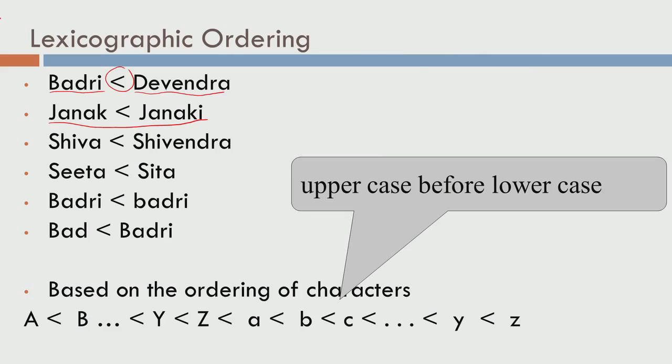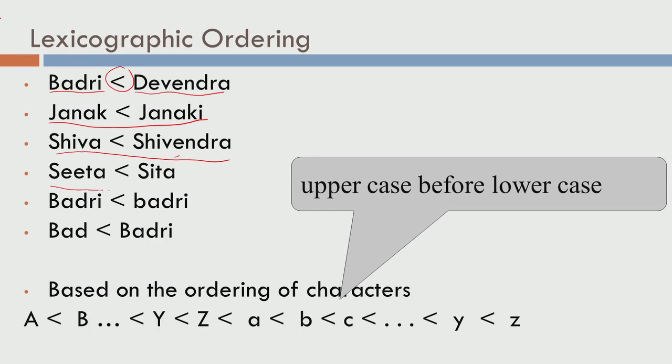Then if you look at this example, Shiva is less than Shivendra, because if you look at the 5th character, it is A here, and the 5th character there is E. Clearly A will come before E in the dictionary. So, Shiva is less than Shivendra.